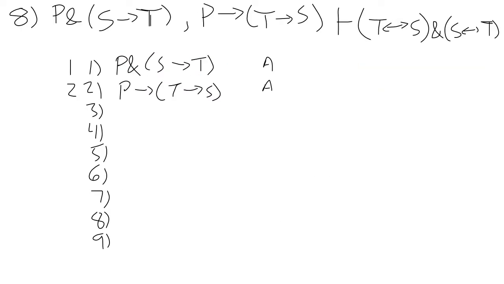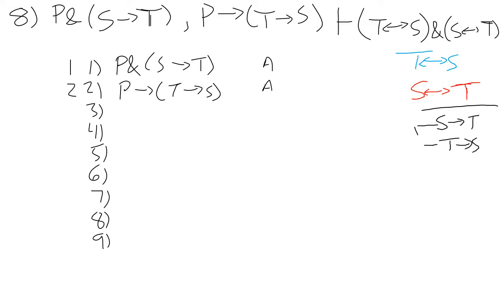Now here on 8, we are looking to prove an ampersand. So we're looking to prove T double arrow S and S double arrow T. You might realize that the conditional statements that go into both of those are the same. We would need S arrow T and T arrow S, and then we could build both of those, because that's what it takes to build both of these. So what we're looking for are these two conditionals here.